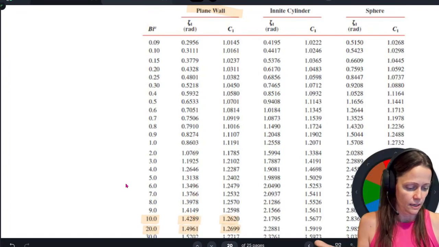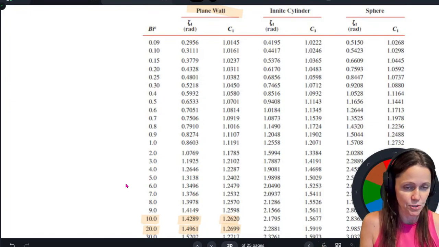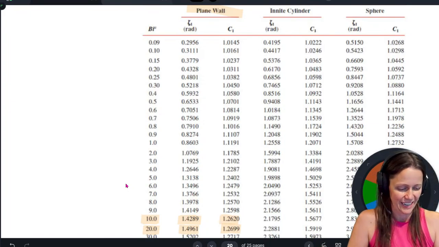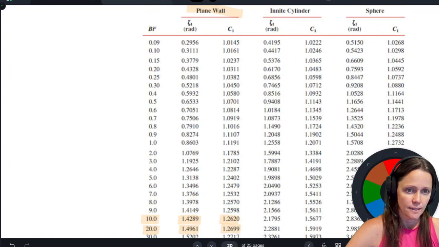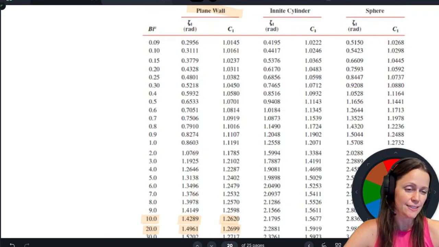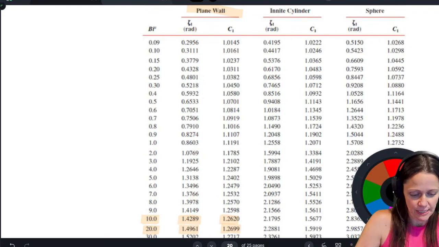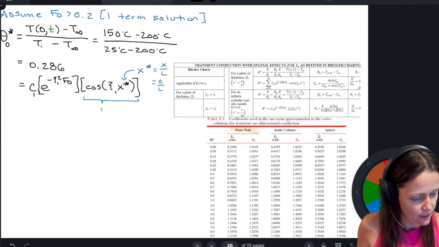Yeah, it's going to be kind of in the middle there. You can see those numbers start getting closer and closer together there. So I end up getting, what do I have? All right, so I've got a zeta of 1.458 and a C1 of 1.265. So let's go ahead and plug those guys in.